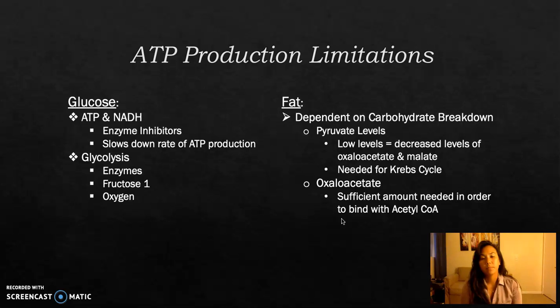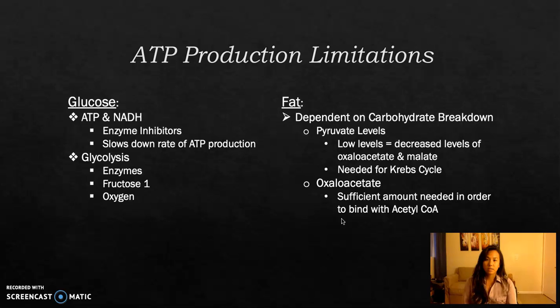Now there are some limitations, like in most things, to ATP production for both glucose and fat. For glucose, I think that ATP and NADH are some limiting factors, as too much presence of ATP or NADH acts as enzyme inhibitors. And when enzymes are inhibited, this slows down the rate of ATP production.